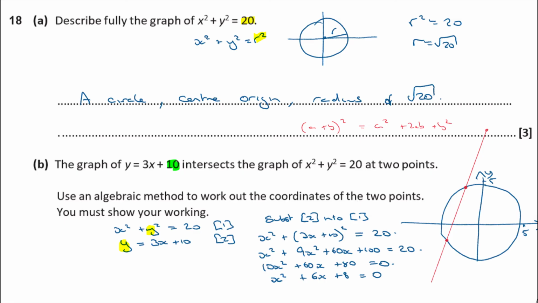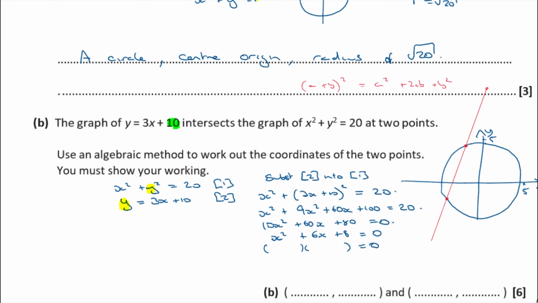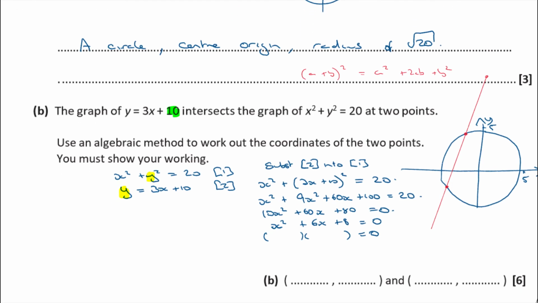So can I factorize that? I hope so. So factor pairs of 8, I've got 1 and 8, 2 and 4. Which one of those pairs adds up to 6? It's this pair, isn't it? It's 2 and 4. So I'm going to get (x plus 2)(x plus 4) is equal to 0. Okay, so that gives me solutions.